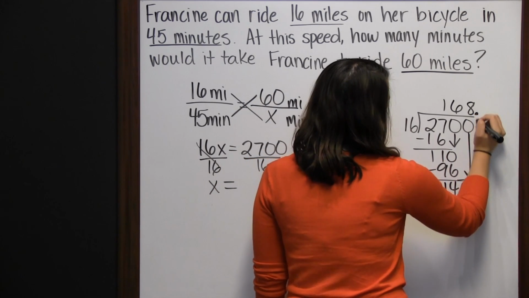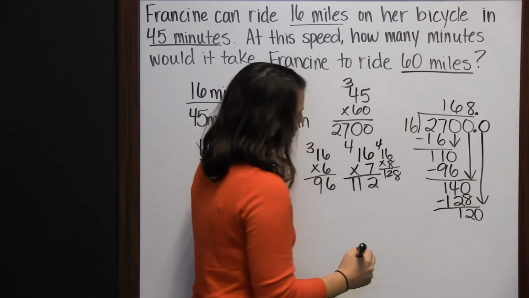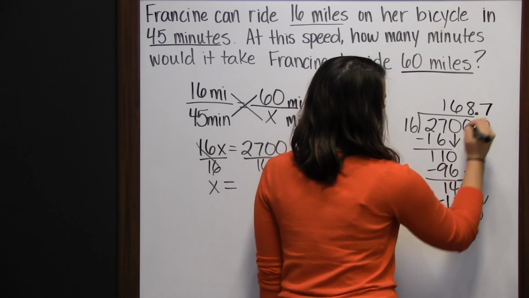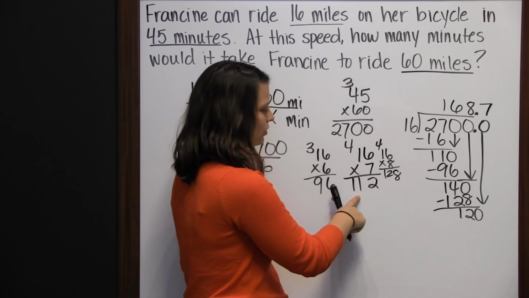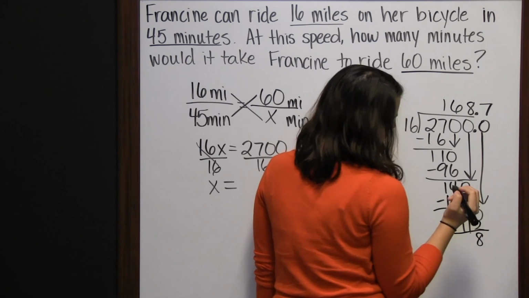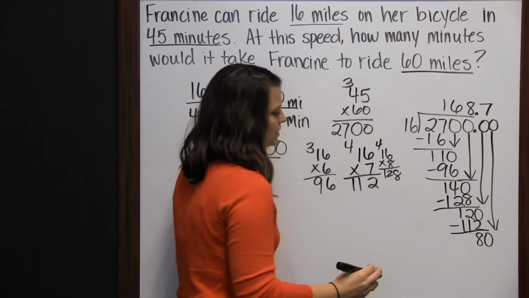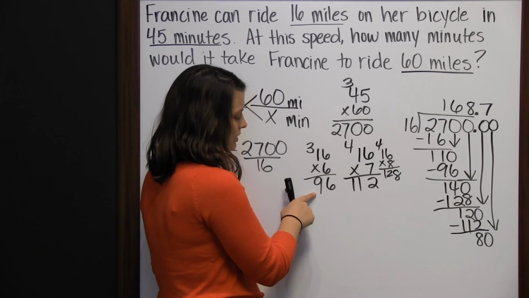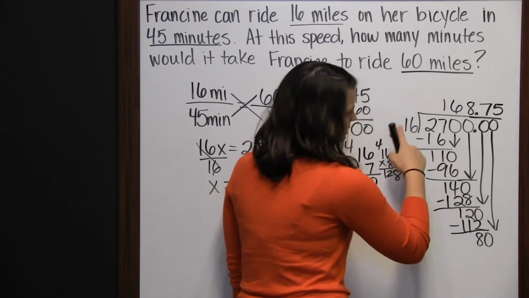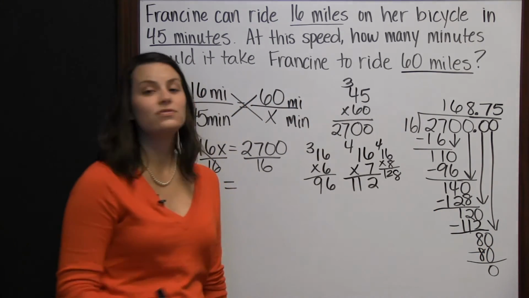So that means we need to add a decimal and a 0 and bring it down. 16 goes into 120 7 times. 16 times 7, we found earlier, is 112. So we subtract and we get 8. We add another 0 and bring it down. And 16 goes into 80 less than 6 times, and actually exactly 5 times. 16 times 5 is 80. So we subtract and we get a remainder of 0.